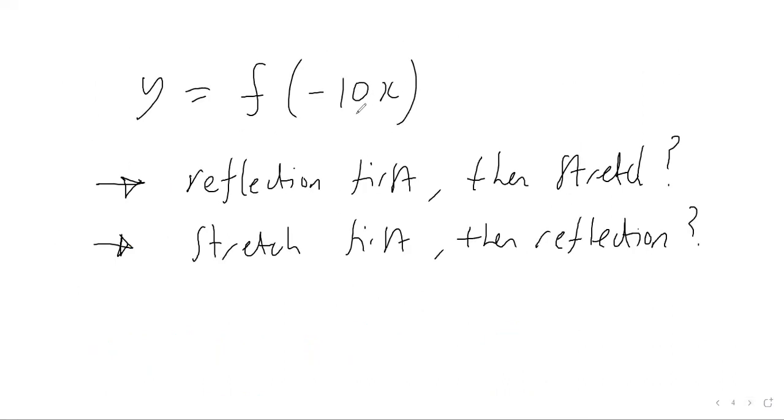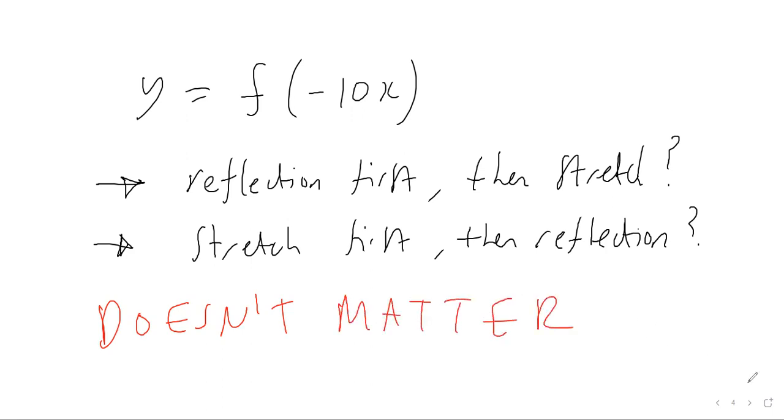Now, how about this one? How about if we think about the x coordinates, instead of stretching the y coordinates, this time we're stretching the x coordinates and we're reflecting the x coordinates. So we're reflecting over the y axis this time because of the negative sign there. So again, are we going to do the reflection first, this reflect the x coordinates and then stretch the x coordinates? Or are we going to stretch the x coordinates by 1/10 first and then reflect it over the y-axis? Again, doesn't matter. It doesn't matter whether we do the x stretch first and then the x reflection, or the x reflection first and then the x stretch next. So again, doesn't matter in this case.